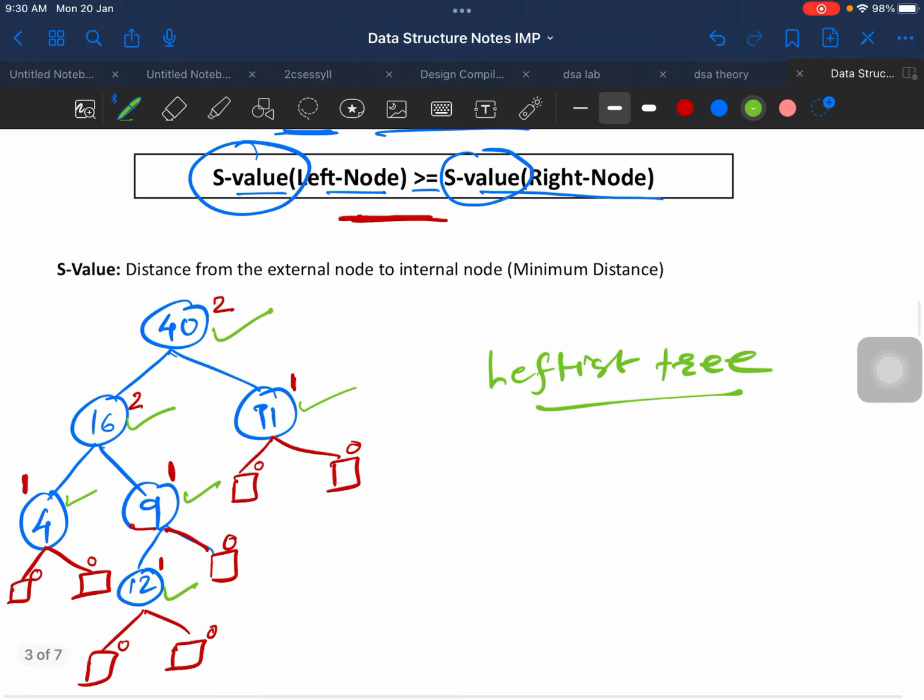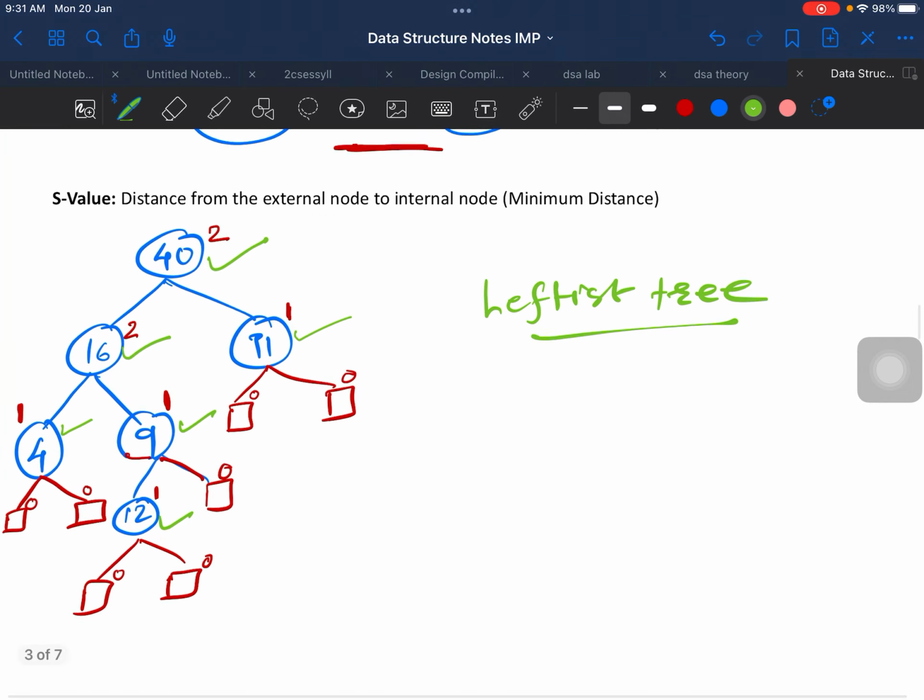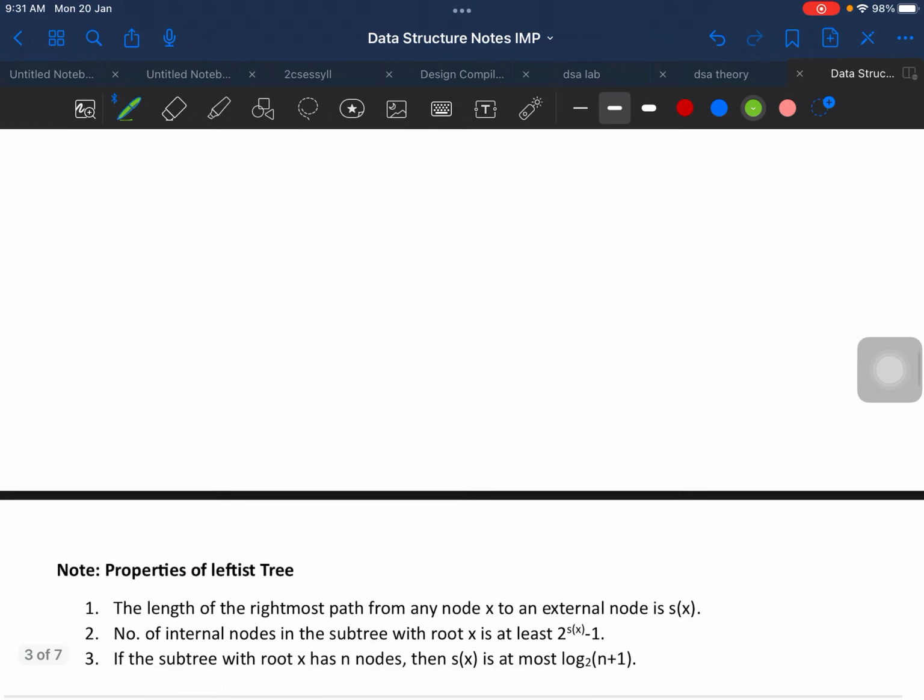Okay, so guys, first of all, whenever you get a tree, you have to calculate the S values of each node, and after that you have to check this property: S value of left node is greater than or equal to S value of right node, is it there or not. If it is there, then that tree becomes a leftist tree.